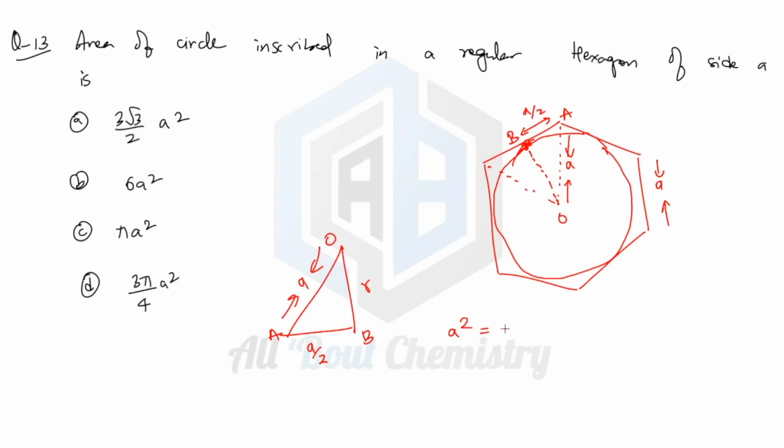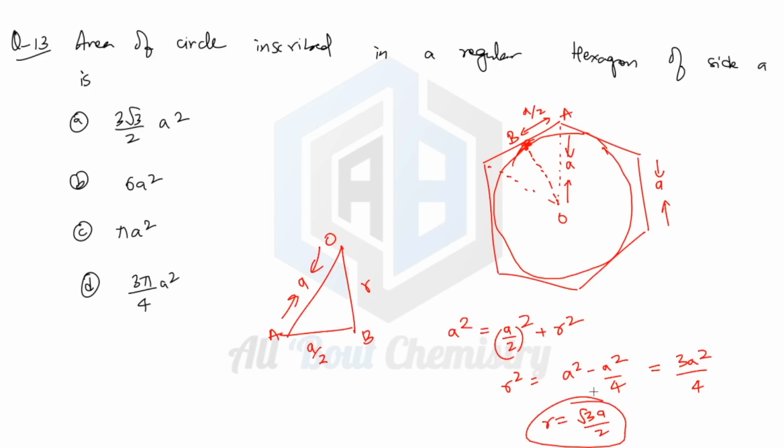So basically A square is (A by 2) square plus R square. So R square is A square minus A square by 4, so it will become 3A square by 4. Okay, or the radius will come up as root 3 A upon 2. This is going to be the radius of the circle. So once you have found the radius, all you have to do is find its area. So area is pi r square, so it will be pi into 3A square by 4, and that will be option number D, 3 pi by 4 A square. Okay, this is how it will be done.